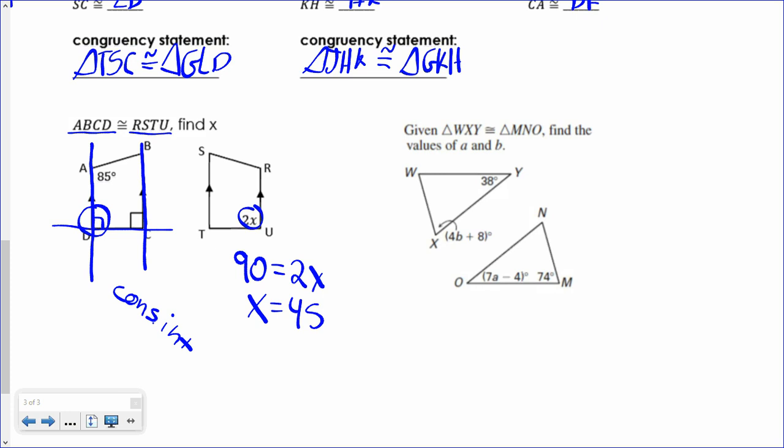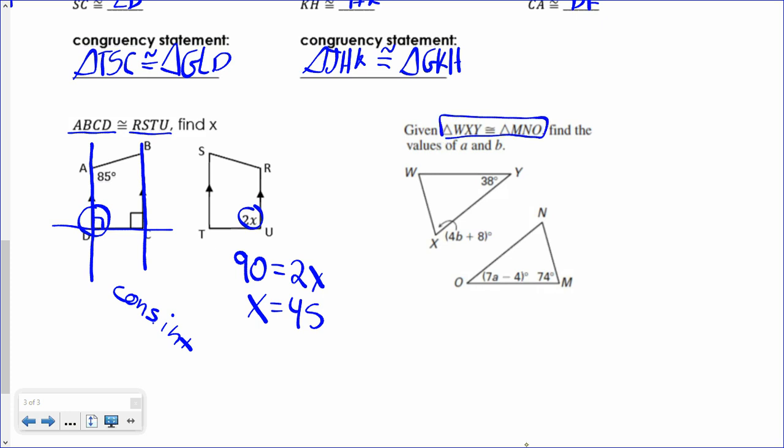Okay, what about this one? Can you guys tell just by looking at it which sides are corresponding? If I didn't give you the name, would you guys be able to tell for sure which angles match to what, which sides match to what? Probably not very easily. So that's why they give you the name here, so you know what's corresponding to what.